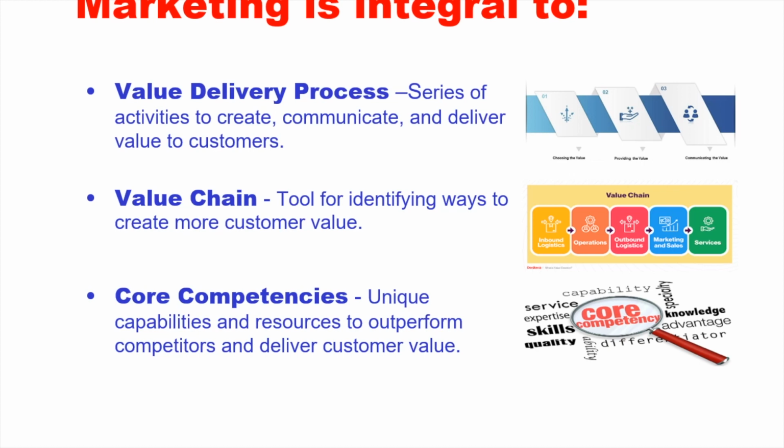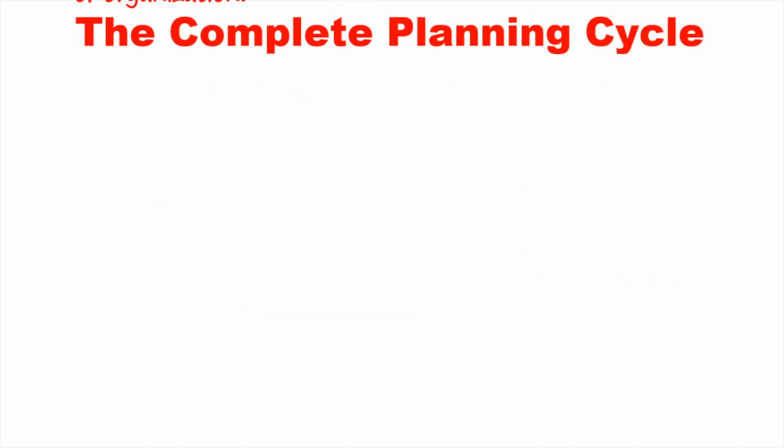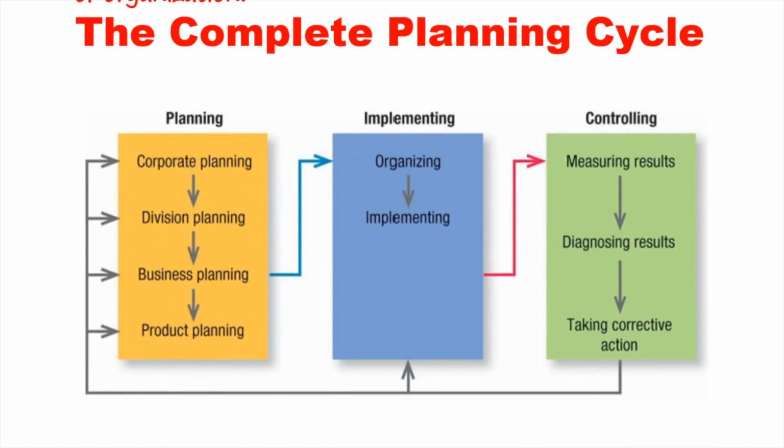Let's now take a look at how strategic planning is carried out at the different levels of organizations. Strategic planning guides and shapes marketing efforts. It aligns marketing activities with the organization's overall objectives. Planning occurs at the four levels of the organization: corporate, division, business unit, and product level. The plans are put into action, and performance is monitored and evaluated against predetermined goals and objectives. The complete planning, implementation, and control cycle of strategic planning is a critical framework for managing marketing efforts effectively.